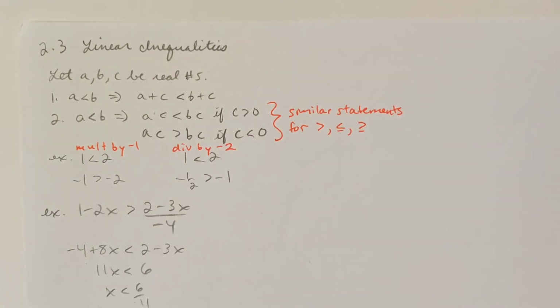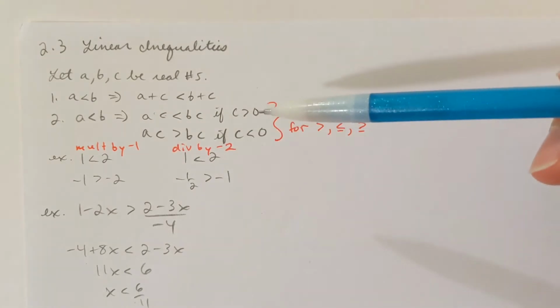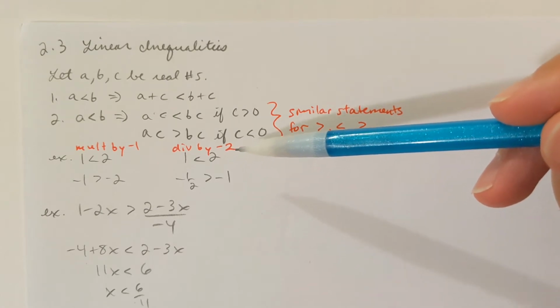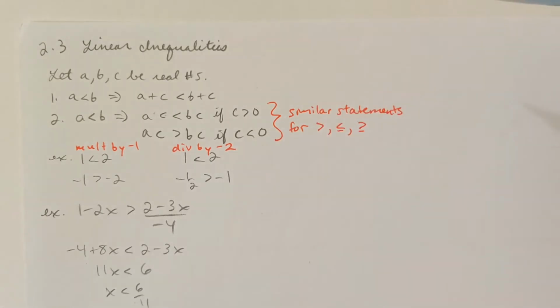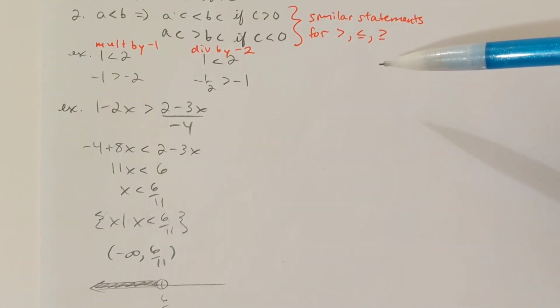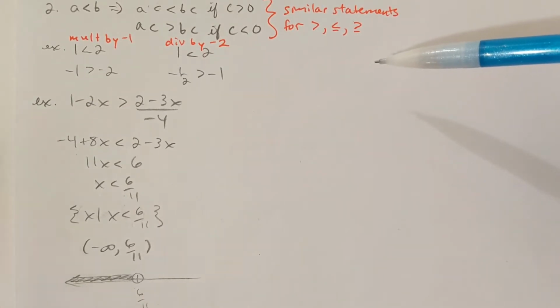So for example, if 1 is less than 2, and you multiply both sides by -1, -1 is greater than -2. Okay, that's a true statement. If 1 is less than 2 and you divide both sides by -2, -1/2 is greater than -1. Okay? So in general, you're only going to flip the sign if you multiply or divide by a negative number.